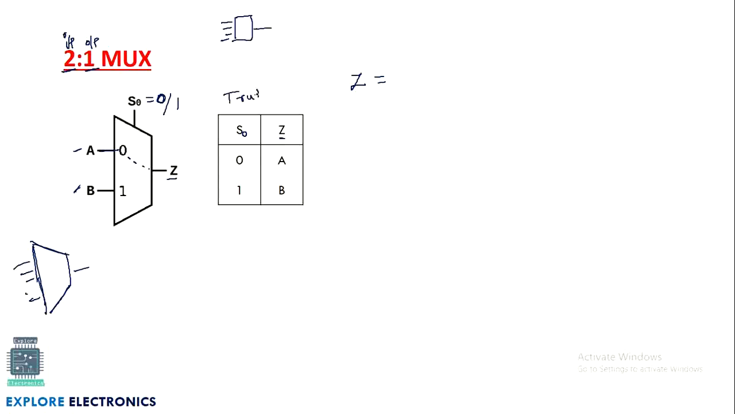This is called the truth table, right? It is called a truth table because it tells in which case the output is true and in which case the output is false. Okay. How to write the expression for Z? We need to get A when S0 is 0. So A is my output when S0 is 0. It is S0 bar. Plus B is my output when S0 is 1. So this is the expression we get for the 2:1 MUX.